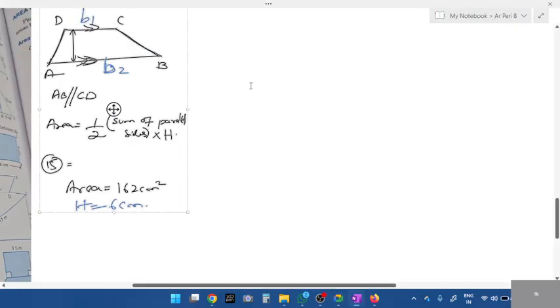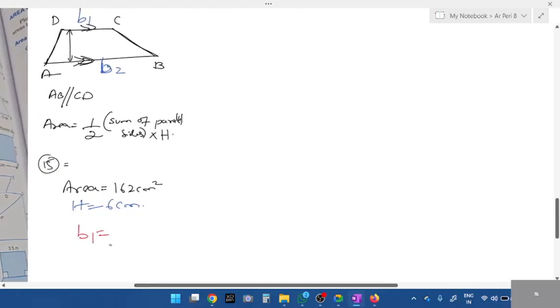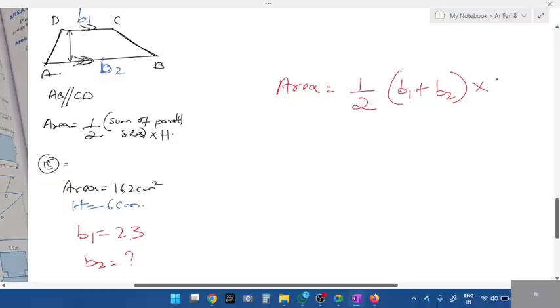Okay, fine. What is base one students? What's the value of base one given? 23. What do you need to find? Base 2, right? See, write it like this. If area is given, which formula I have to use? Area formula. What is area formula? Half into sum of parallel sides. That sum of parallel sides, I'll take it as base B1 and B2. B1 plus B2 into h. Let us substitute. What is area value?